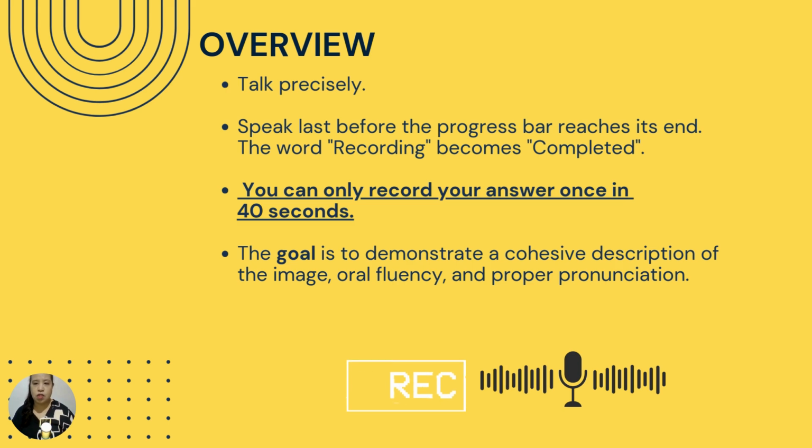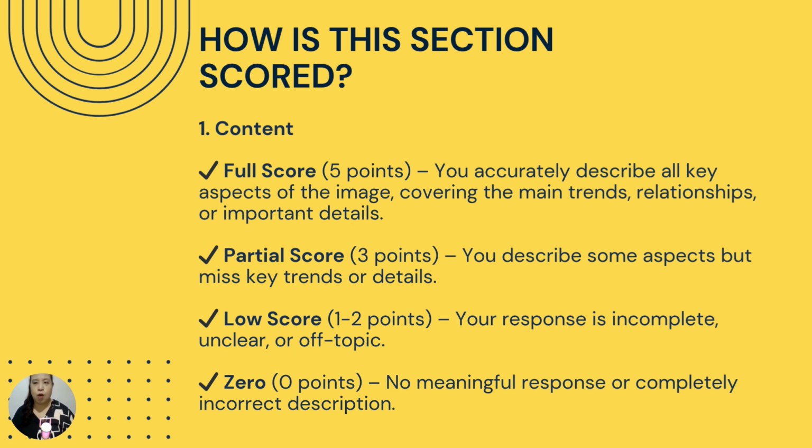The goal is to demonstrate a cohesive description of the image and then show that you have oral fluency and proper pronunciation as you speak. Now, before we jump into the sample tests, let's quickly talk about how your answer is scored in the Describe Image task. For content, if you give a clear, complete response that covers the main ideas and relationships in the image, you'll likely get a full score of 5 points.